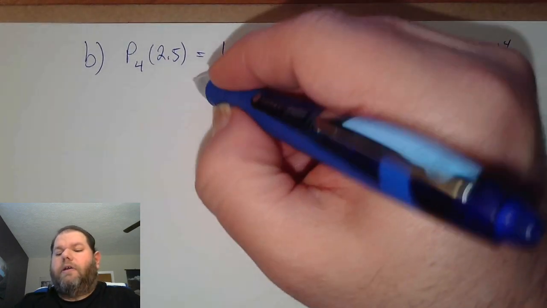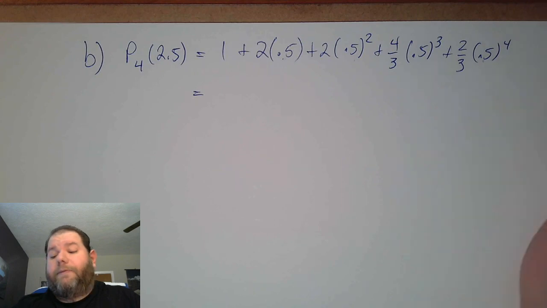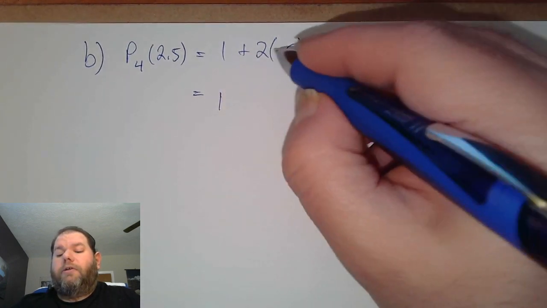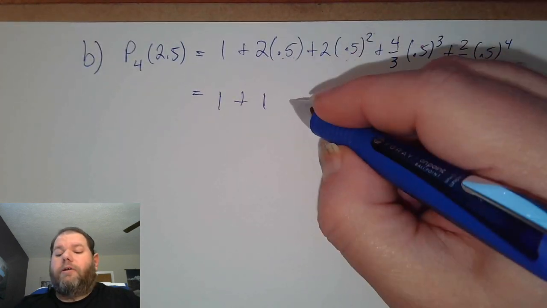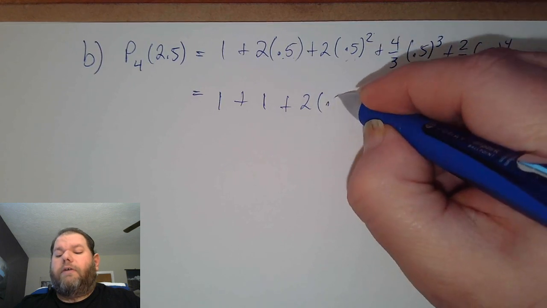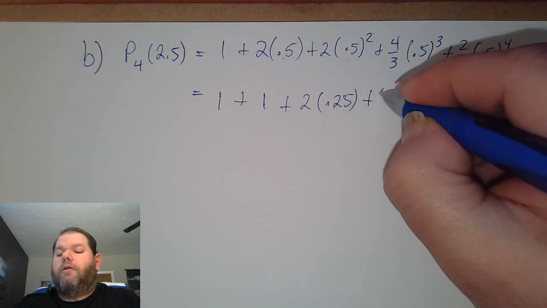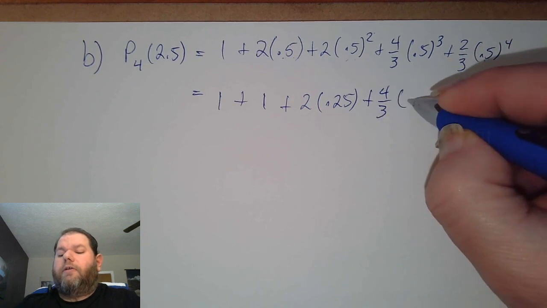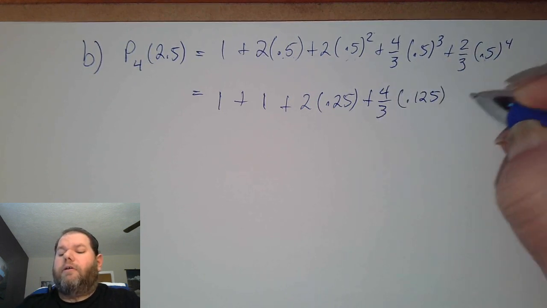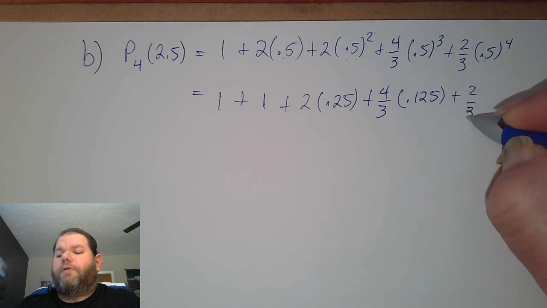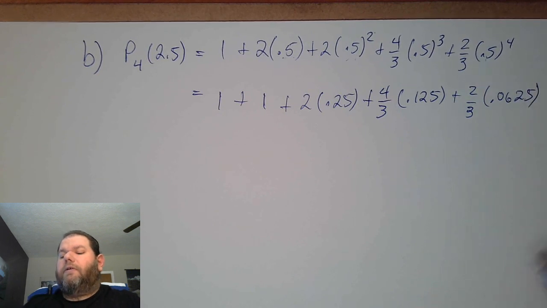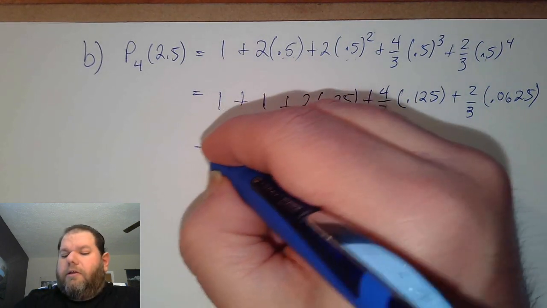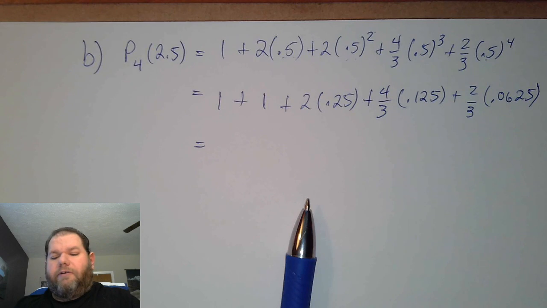Alright. Some of this we can do by hand, but not all of it. So this would be 1. 2 times 0.5 is 1. 0.5 squared is 0.25. 0.5 to the third is 0.125. And 0.5 to the fourth is 0.0625. Let's just put all those together now. I'll do the rest with the calculator.